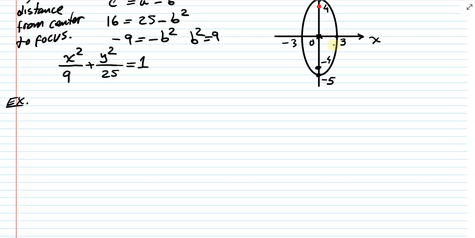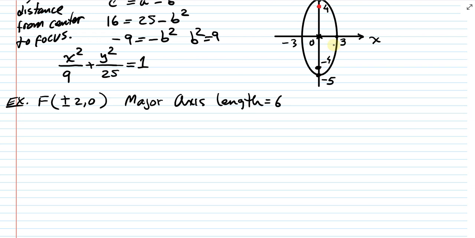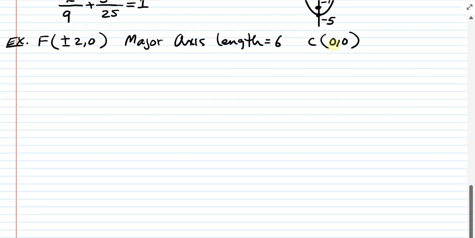In this example, suppose now I want to find the equation of the ellipse. Suppose the foci are ±2 and 0, and the major axis in this case has a length of 6 units. Okay, and that's it. And let's go center at 0, 0. Let's see if we can do it without center at 0, 0.